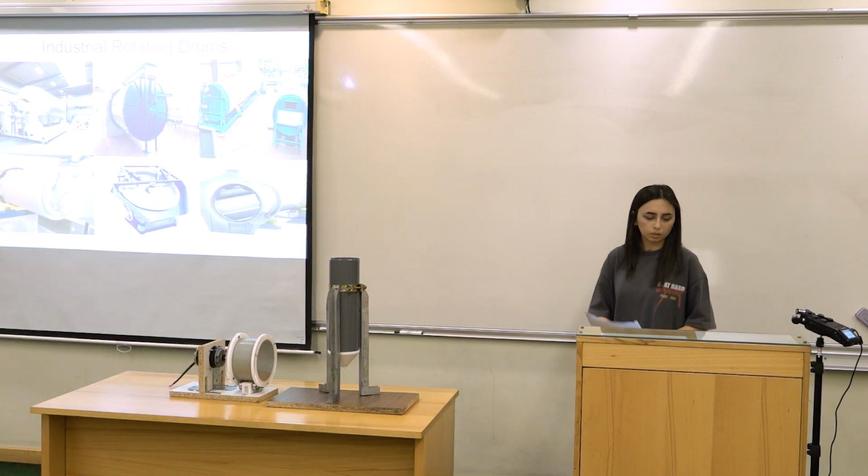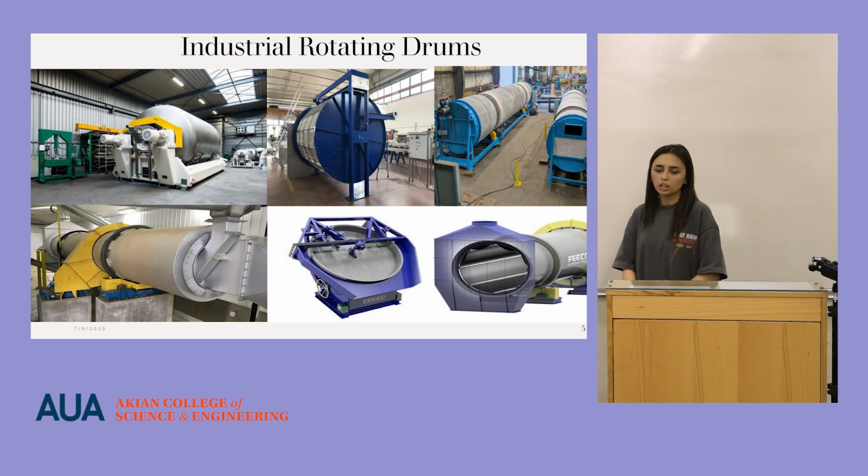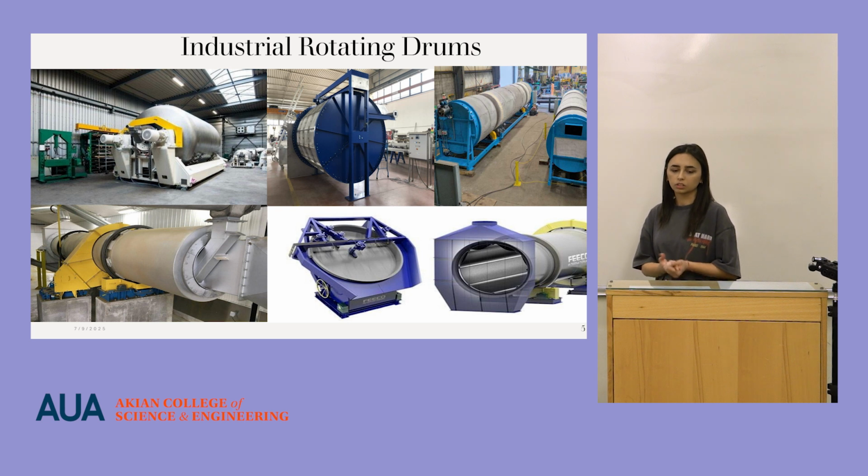Rotating drums are routinely used in industry. They are mostly used for mixing different granular materials. And in industry, rotating drums are usually larger than they are supposed to be. So they may have different outer structures and different internal structures, based on what they are going to mix.